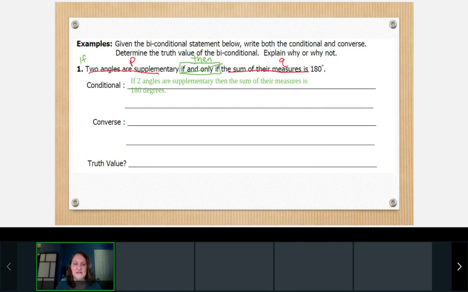So now the converse says just flip-flop those. So we'll write: if the sum of their measures is 180, then the two angles are supplementary.